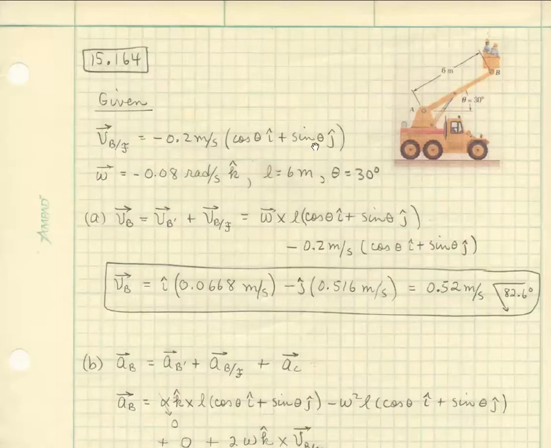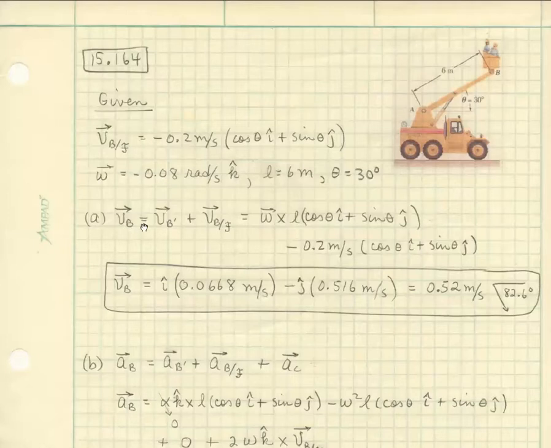Cos theta i plus sine theta j is the unit vector that points in that direction, and of course the velocity is negative in that direction. And then the angular velocity is given to us as negative 0.08 radians per second k. The length of this, I'm going to call this 6 meters here, L, and the angle theta right here is 30 degrees. So we're defining the velocity of B and the acceleration of B.